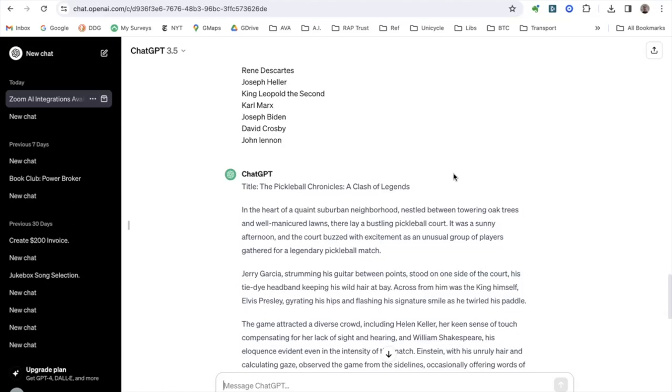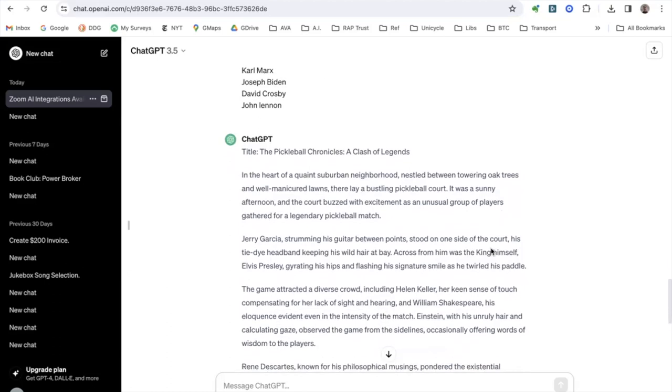In the heart of a quaint suburban neighborhood, nestled between towering oak trees and well-manicured lawns, there lay a bustling pickleball court. It was a sunny afternoon, and the court buzzed with excitement as an unusual group of players gathered for a legendary pickleball match.